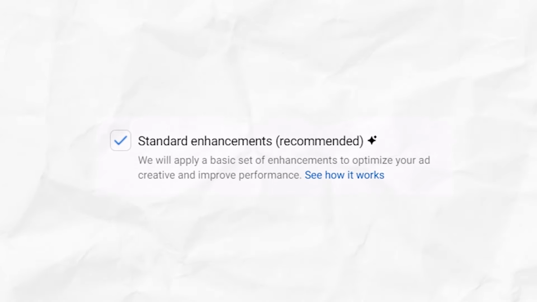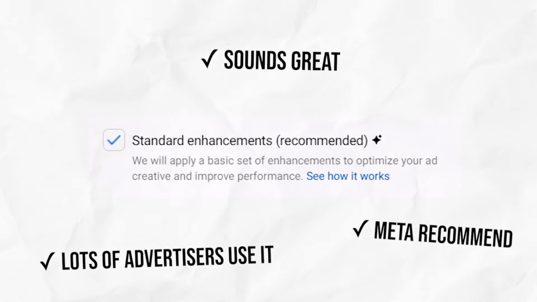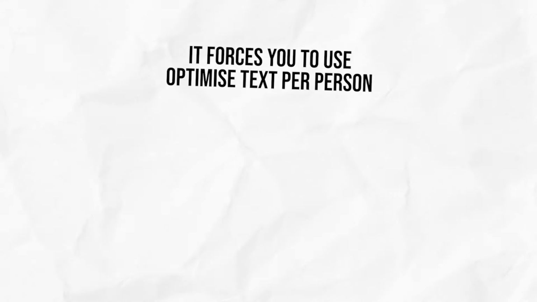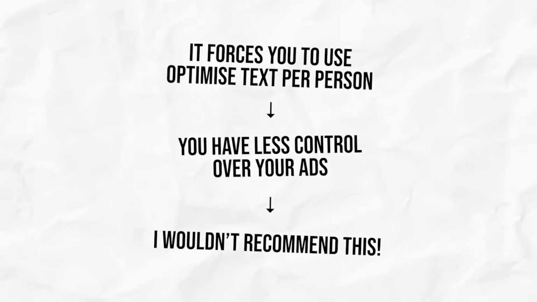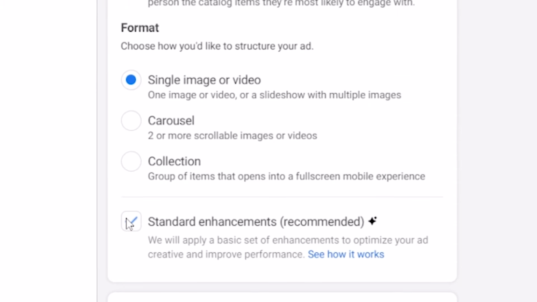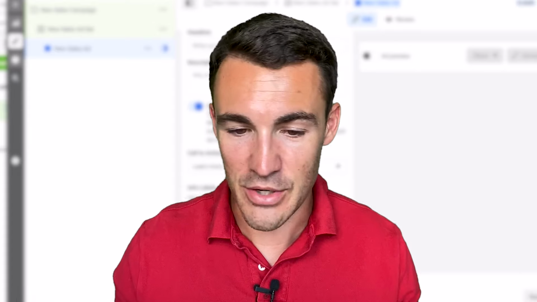So standard enhancements is a feature that sounds great. A lot of advertisers are using it. It's what Meta recommend. But if it means that you have to use the optimize text per person feature, it's not something that I would recommend. So you need to go ahead and deselect it. Whether or not it's turned on will depend per ad account, as I already said.